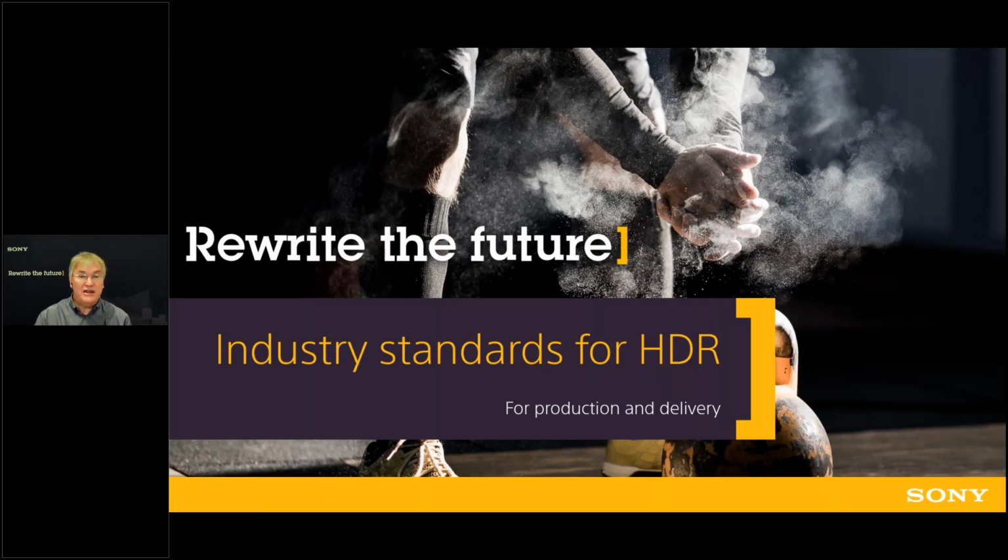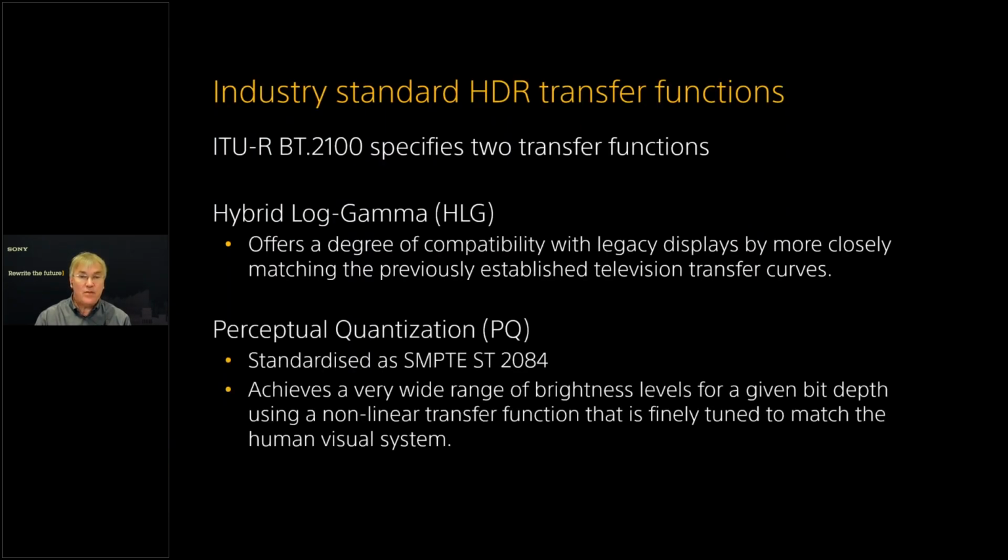So what are the industry standards for high dynamic range? Well, there's a very important document, the ITU-R BT.2100 standards document, and this specifies two transfer functions that we can use in the industry. The first one is hybrid log gamma, or HLG, and as it says in the document, it offers a degree of compatibility with legacy displays by more closely matching the previously established television transfer curves. In other words, it offers a degree of backwards compatibility. I'll talk about that a little bit more in a minute.